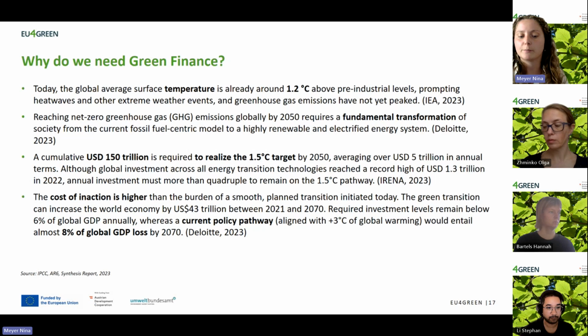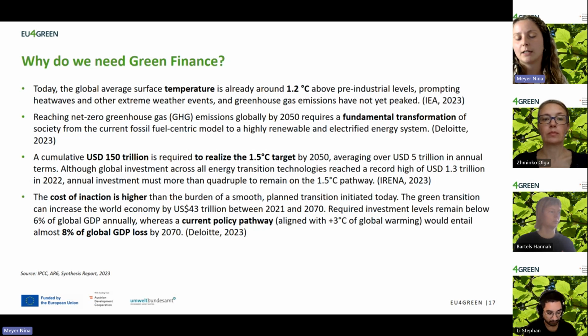But in order to mitigate that climate change and to decrease those temperature increases, we need to transform our society from its current fossil fuel model to a highly renewable, resource efficient and electrified energy system. To do this, we need around 150 trillion US dollars by 2050 to realize the 1.5 degree target. This would be around 5 trillion US dollars each year.